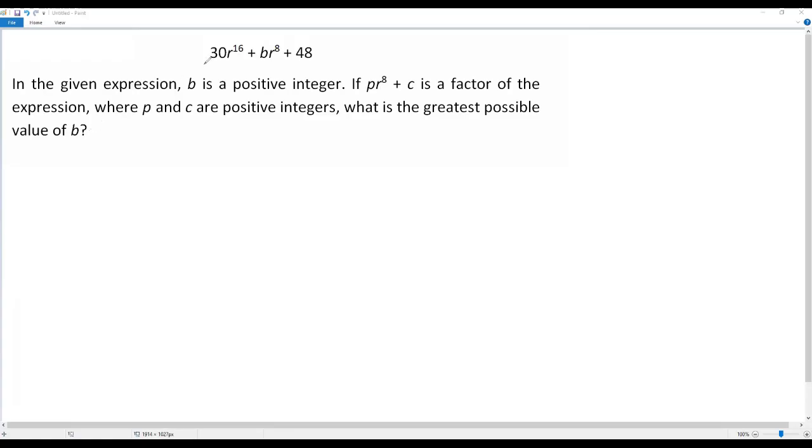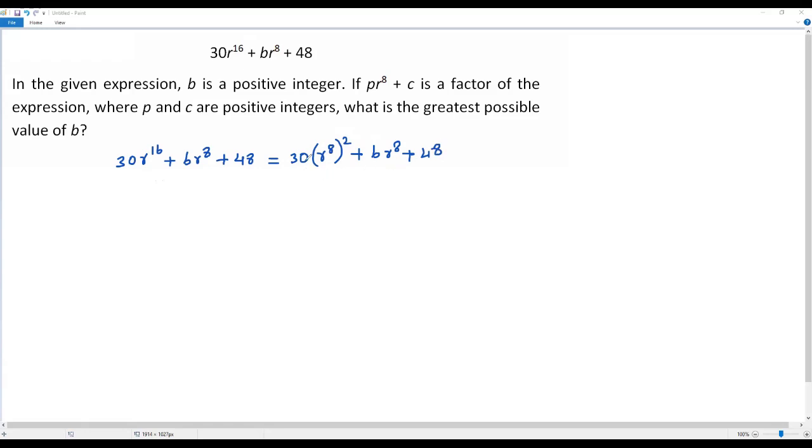Okay, here in the given expression, we have to get the greatest possible value of this b. Let me take the given expression as it is, that is 30 times r to the power of 16 plus b times r to the power of 8 plus 48. We can write this r to the power of 16 as r to the power of 8, whole to the power of 2. Here a power is raised to another power. Whenever a power is raised to another power, we can multiply the two exponents. When I multiply 8 and 2, I am getting 16. That is the simplification of this one, r to the power of 16. That's exactly what we have over here: plus b times r to the 8th power plus 48.